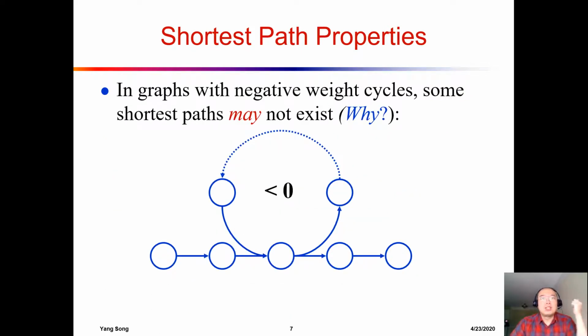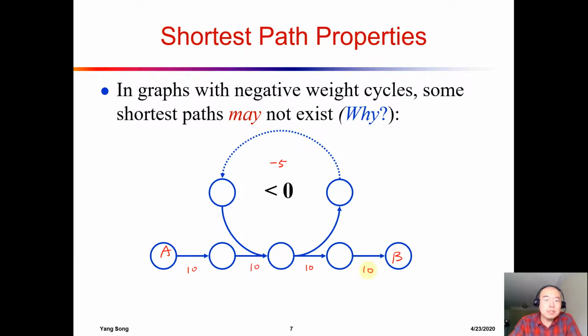Okay, and for the shortest path, there is one thing we have to be careful about. In a graph with negative weight cycles, some shortest paths may not exist. So if we assume that in this circle, the total weight for this circle is a negative value, let me say negative 5, to make the discussion easier. And we are trying to find the shortest path from A to B. And the weight for each of the paths is 10, 10, 10, 10.